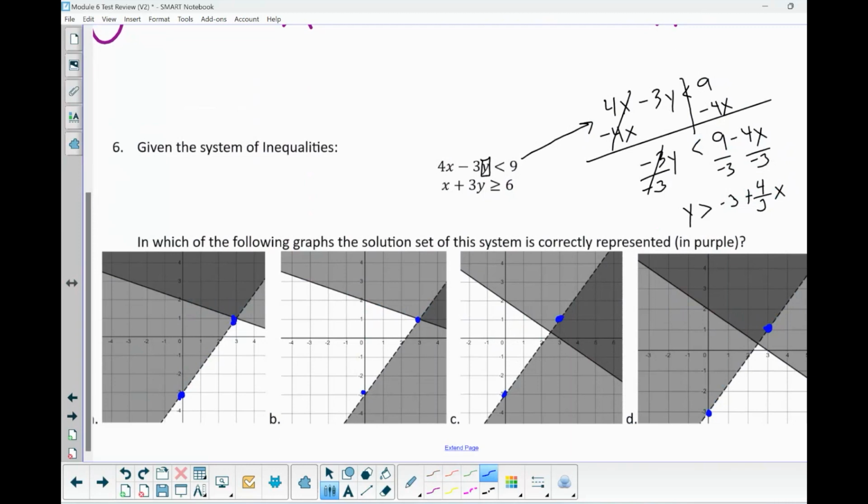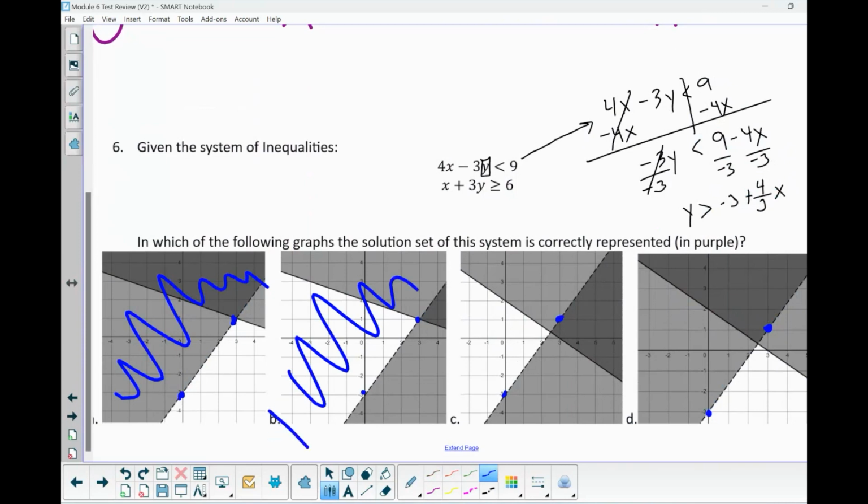All right, they all have a good line. Now we check our shading. This is a greater than sign, so it should be shaded above. Letter A works. Letter B does not work. It is not shaded above. Therefore letter C does not work, and letter D works. We'll shade above.